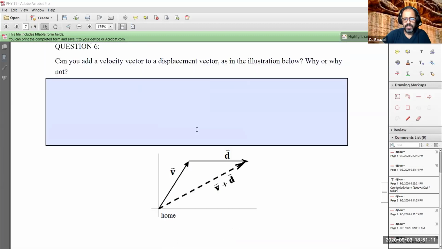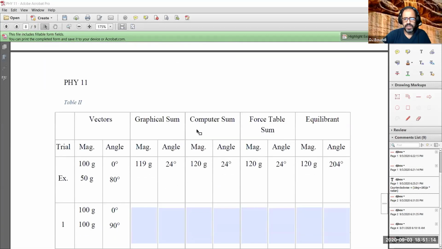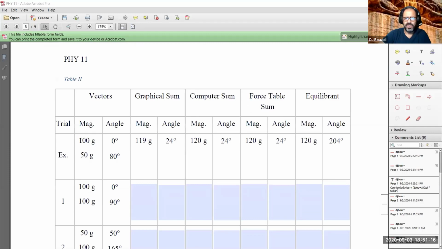Where is the table? It should be the last page. Here it is with the table. The first vector, vector A, is 120, sitting at 0 degrees. The second vector is 50 grams, sitting at 80 degrees. The sum, according to my own measurement, is 120, okay?